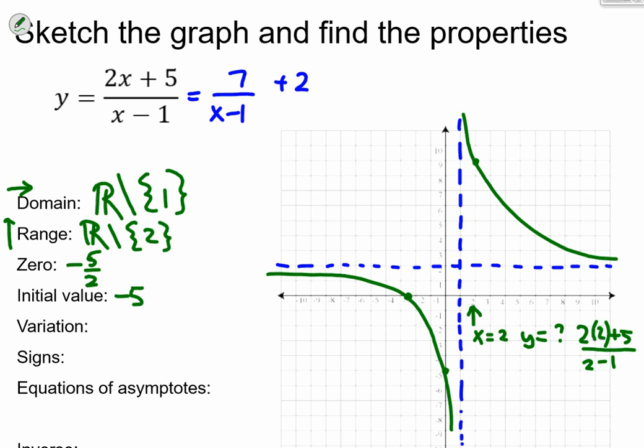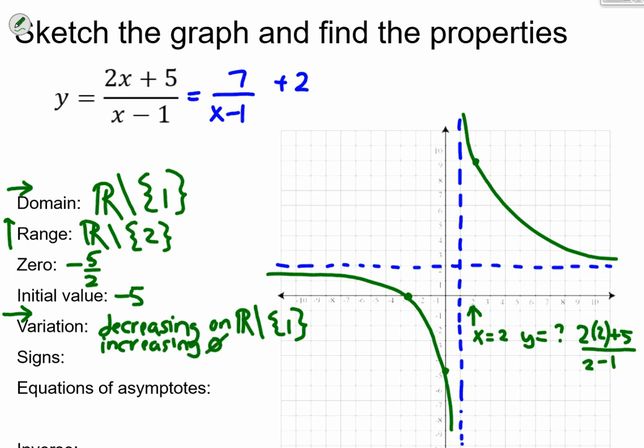The variation, remember the variation, you always go from left to right. So if I'm following my curve, it's always decreasing. So it's decreasing on R, except at 1, because at 1 it doesn't even exist. And it's increasing never. Okay.